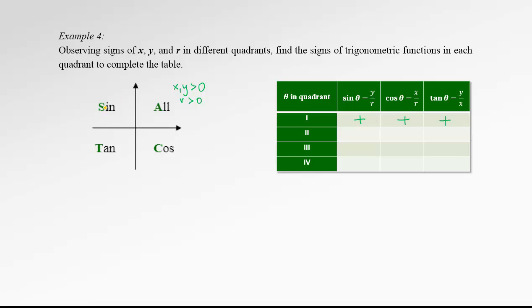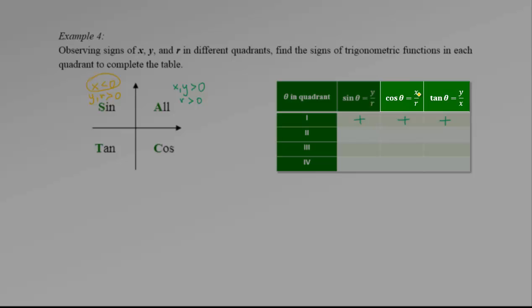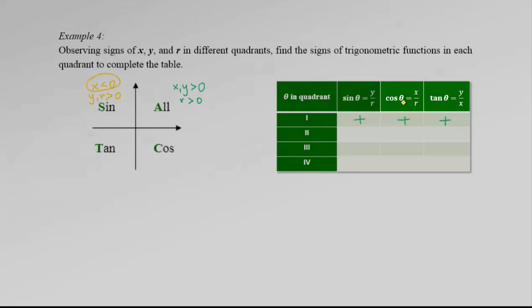Okay, now let's see what's going on in the second quadrant. What do we know about the sign of x? Well, x is always negative, and y and r are both positive, right? Therefore, a quotient x over r, y over r, or y over x is negative only when it involves x, because x is negative. So the ratios that involve x are cosine and tangent. Therefore, these two functions are negative, but sine is positive in the second quadrant.